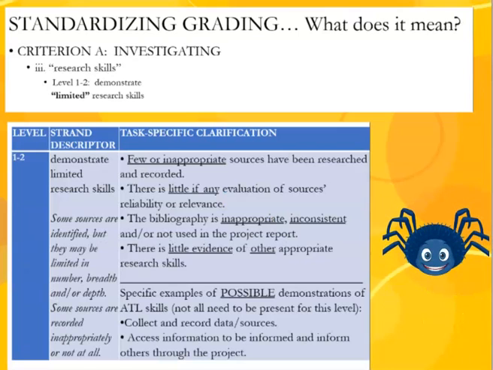The third strand objective for Criterion A is about research skills. Here, the task-specific clarification from IB is very detailed. At a level 1 and 2, the student's report will have few resources, no resources cited in the report, and you would find little to no evidence of research at all.